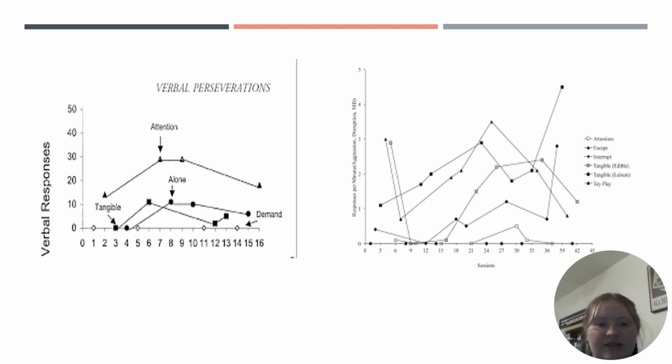So if you look at this graph here on the right, it shows that the behavior is maintained by attention. And on the left here, it shows that it is maintained by automatic reinforcement. The behavior is seen across all conditions and is very, very variable throughout.